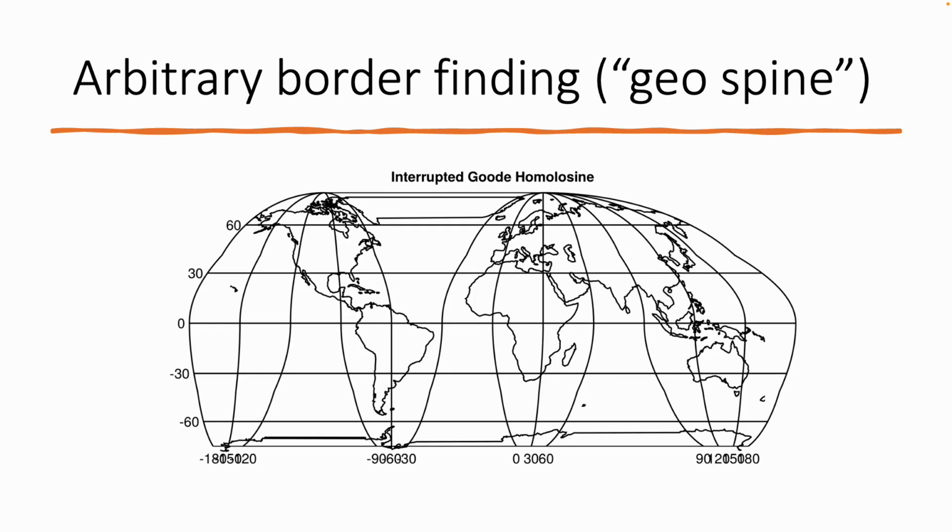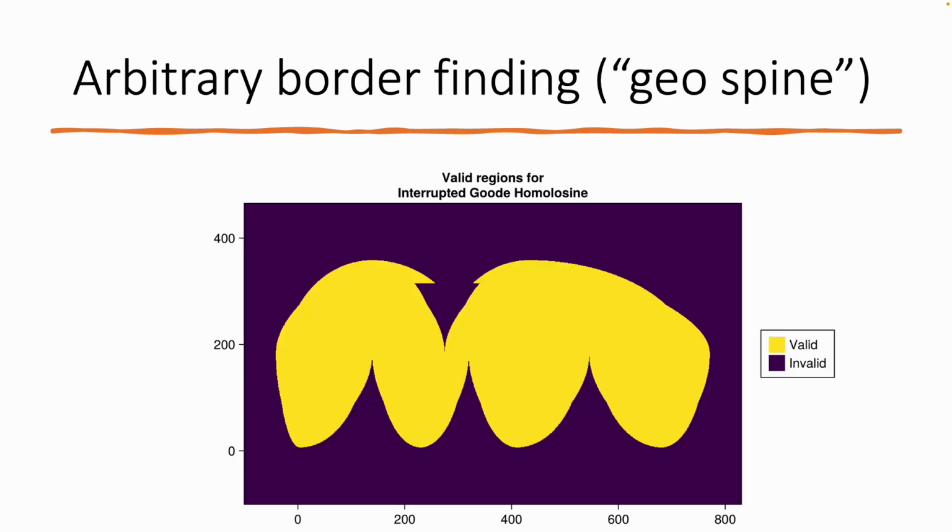So let's take that interrupted homolosine projection as an example. And this time, it's sort of larger. You can see a lot of the stuff. When I apply that approach of transforming from a grid in transformed space back to input space, and I look at the valid and invalid values, yellow is valid, purple is invalid. So you can see this contour sort of forms.